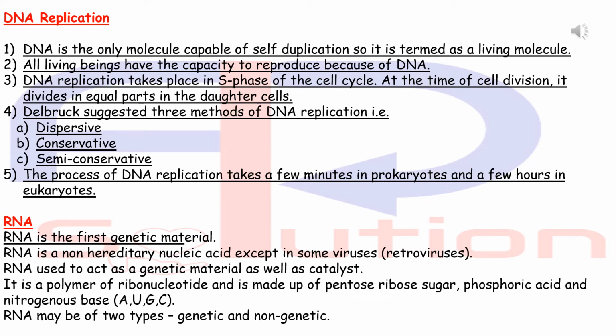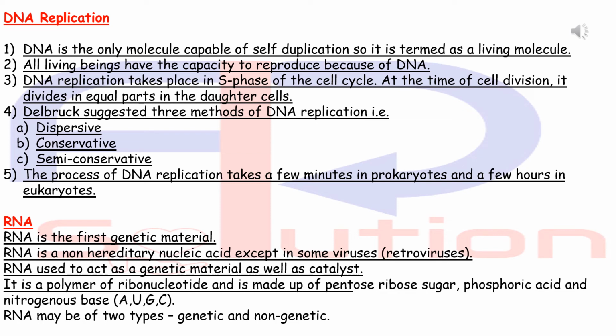RNA is the first genetic material. RNA is a non-hereditary nucleic acid except in some viruses, retroviruses. RNA used to act as a genetic material as well as catalyst. It is a polymer of ribonucleotides and is made up of pentose ribose sugar, phosphoric acid and nitrogenous bases A, U, G, C. RNA may be of two types, genetic and non-genetic.